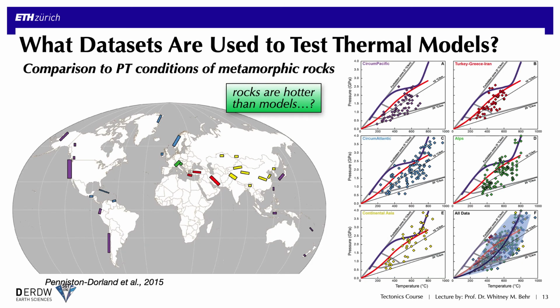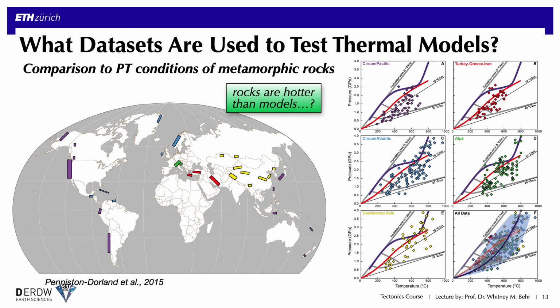One more example, there's some work comparing thermal models to pressure temperature estimates from exhumed blueschist and eclogite facies rocks. Exhumed subduction complexes are common. The left-hand map shows their global distribution, and the right-hand image shows their pressure temperature data organized by different subduction settings.